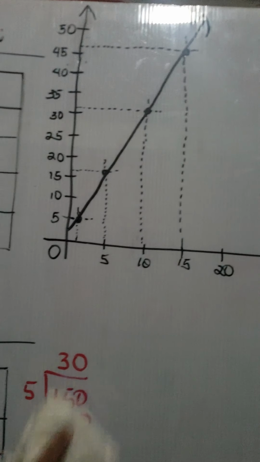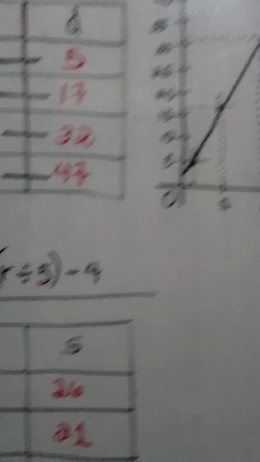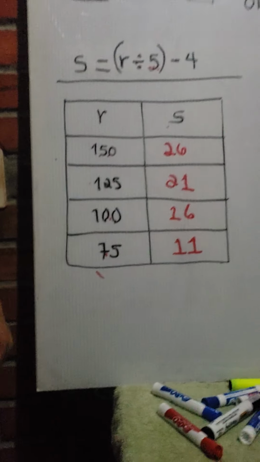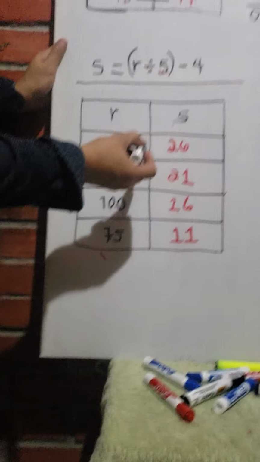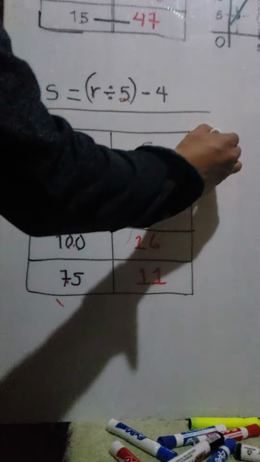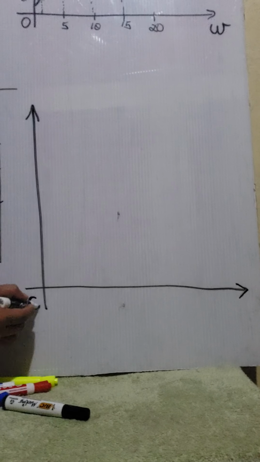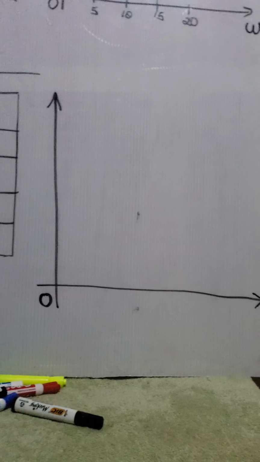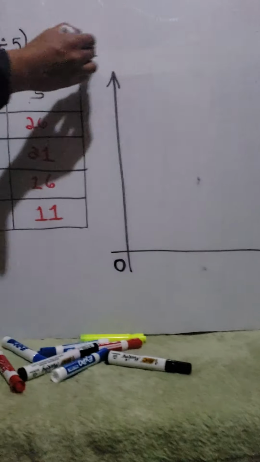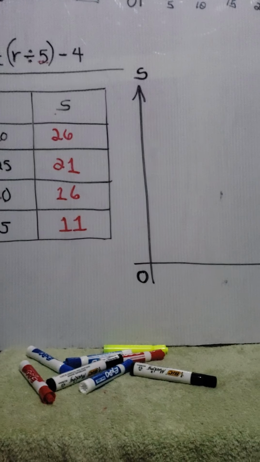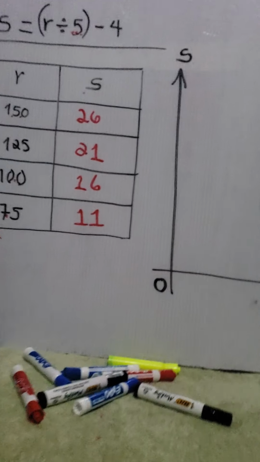And finally, the last exercise here. I'm gonna make this again, and this again. This is a 0. Remember to label the graph. Label is to write a variable. This is the R variable, and this is the S vertical, the dependent variable.